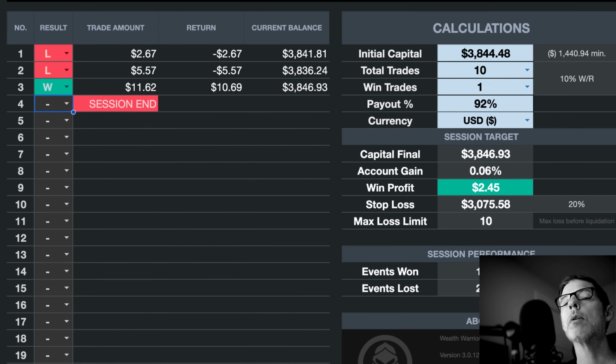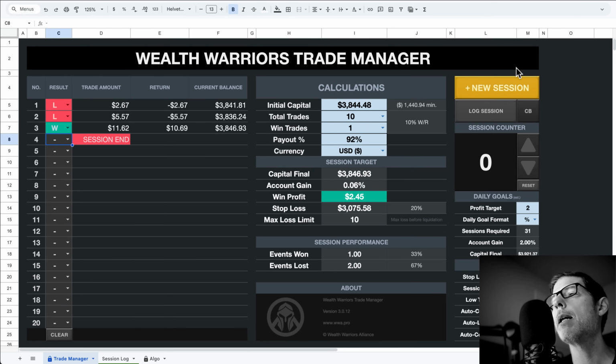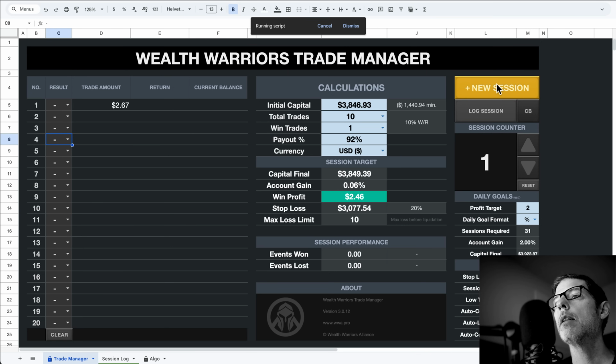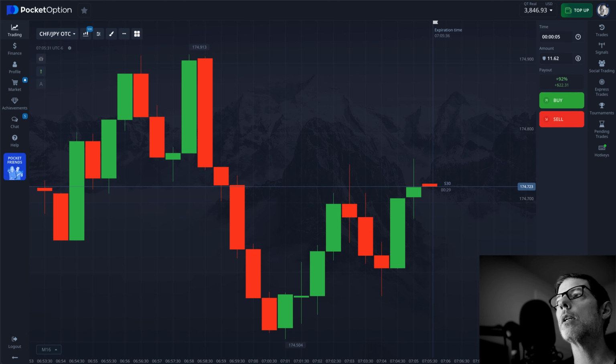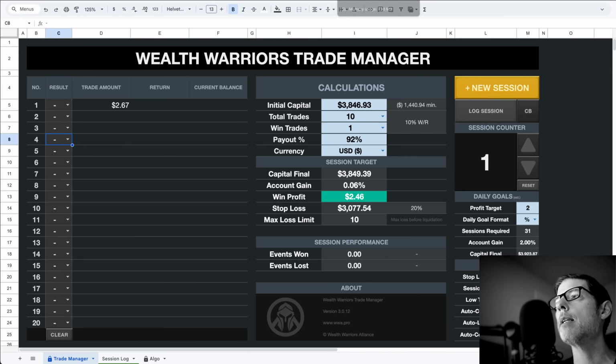So what I'm going to do, and since we're using the new version of the trade manager, all I have to do is click on the new session button right here. And that looks good. So it will reset and clear out all the entries. It will mark 1 session completed on the session counter. And for the initial capital, it should match that up really close. Oh, wow, it's identical. So look at this. Now we have the initial capital, 38.46.93.